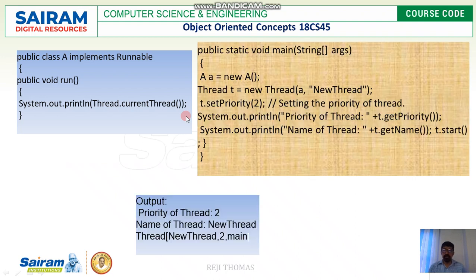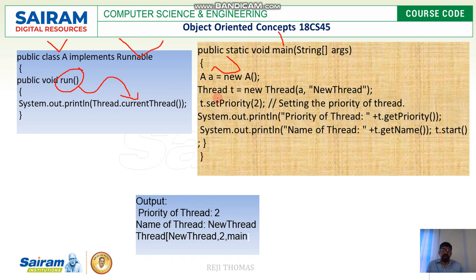So let us see a small program which is going to change the priority. We have taken a class called A, which implements the interface called Runnable, and there is a method called run, and what this method is going to do is print the current thread. Next, we have a method called main, where I've created an object of the class A and named it small letter a.